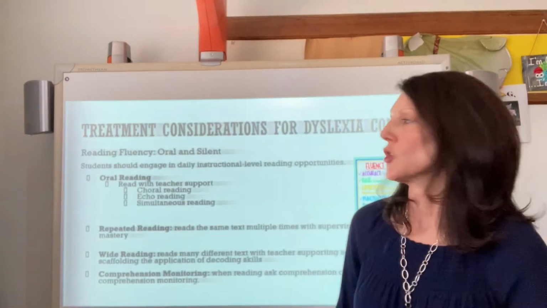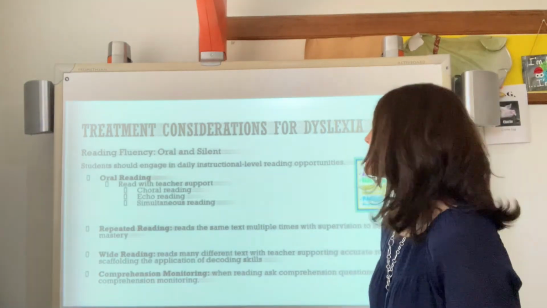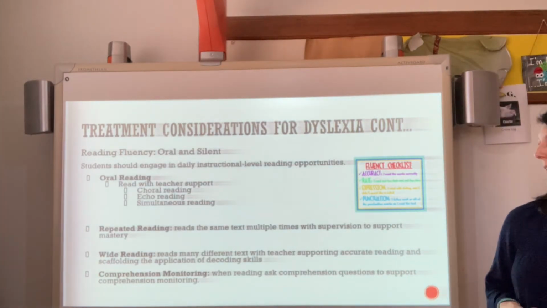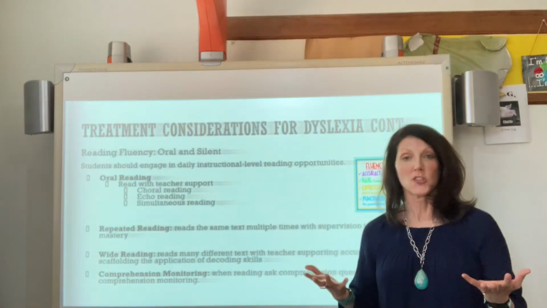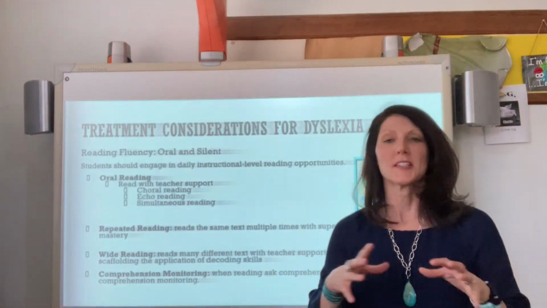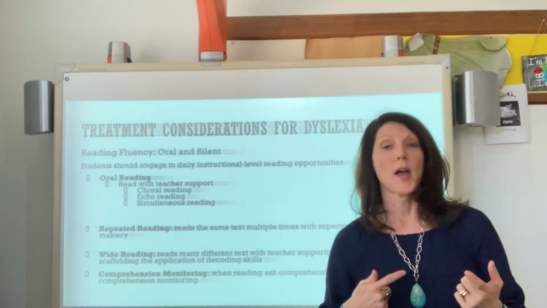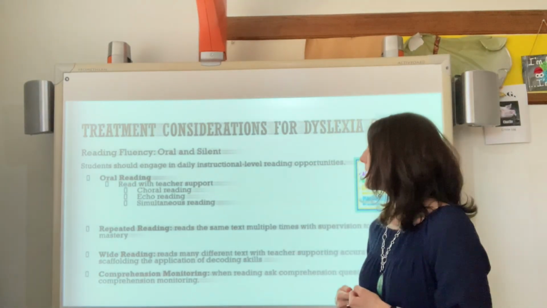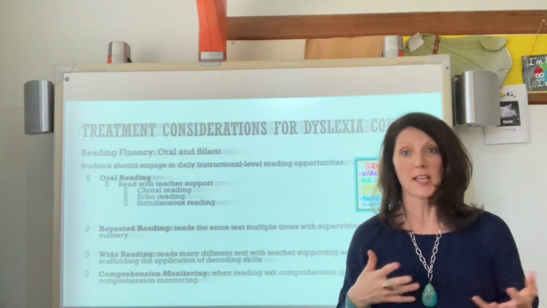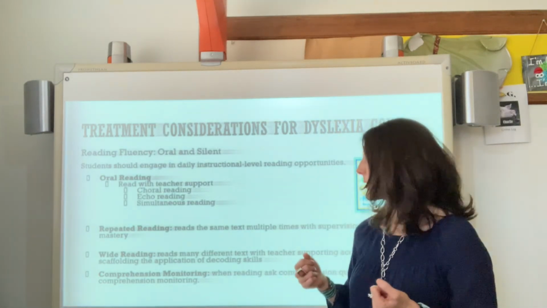Okay, so that takes us to reading fluency, both oral and silent. Students should engage in daily instructional level reading opportunities. Oral reading: read with teacher support, so the teacher should be there supporting them. You could use choral reading, which means the group reads together. Echo reading: I read, they read. Simultaneous reading means happening at the same time. So as they're reading, learning is happening, vocabulary words and other things as you're reading.